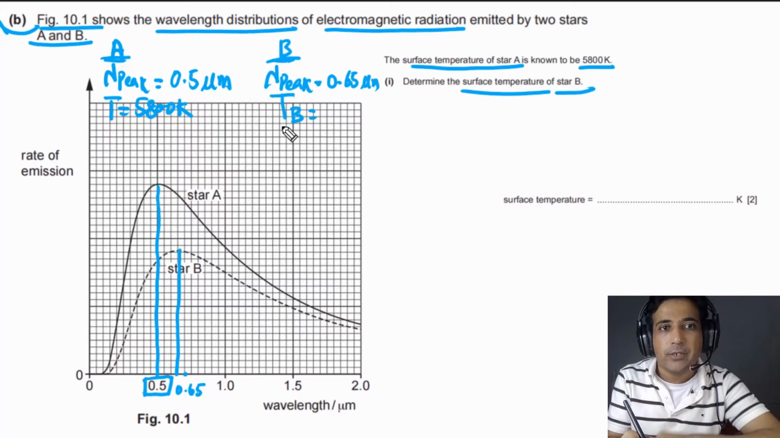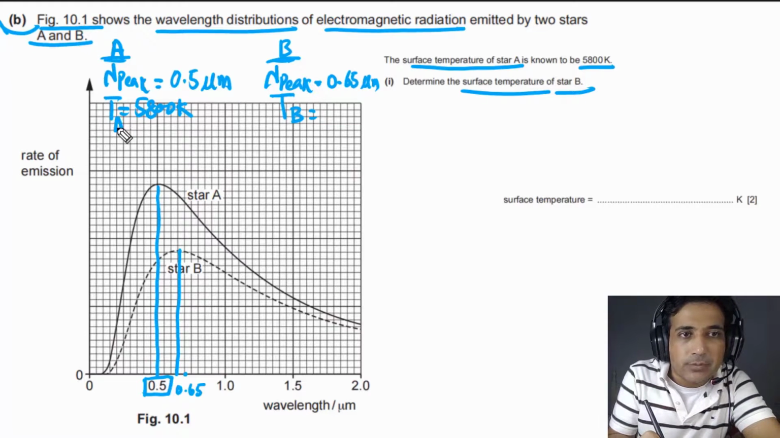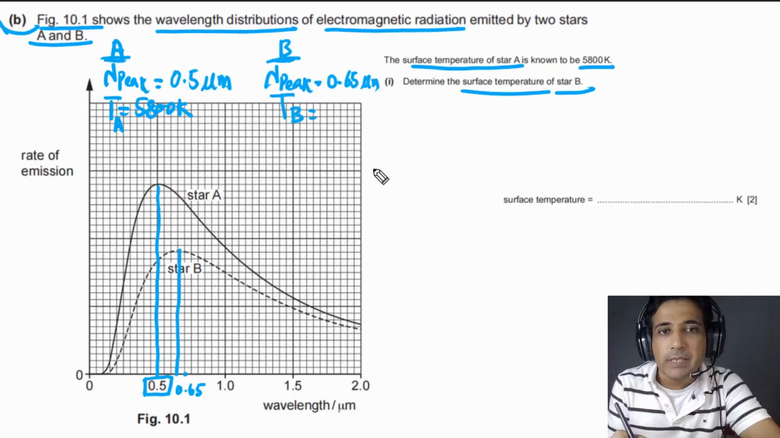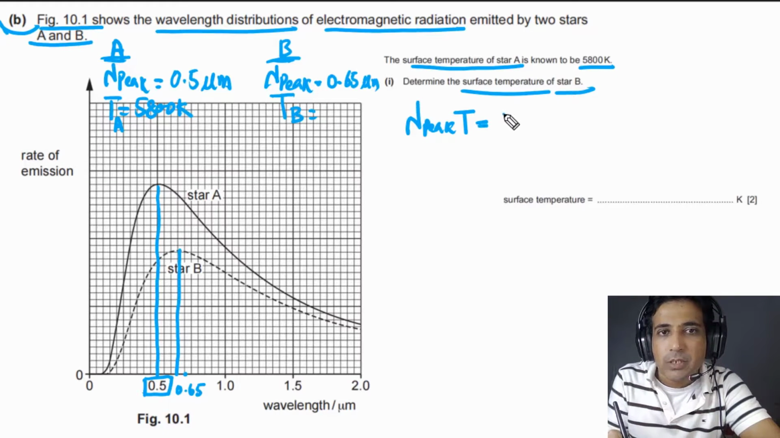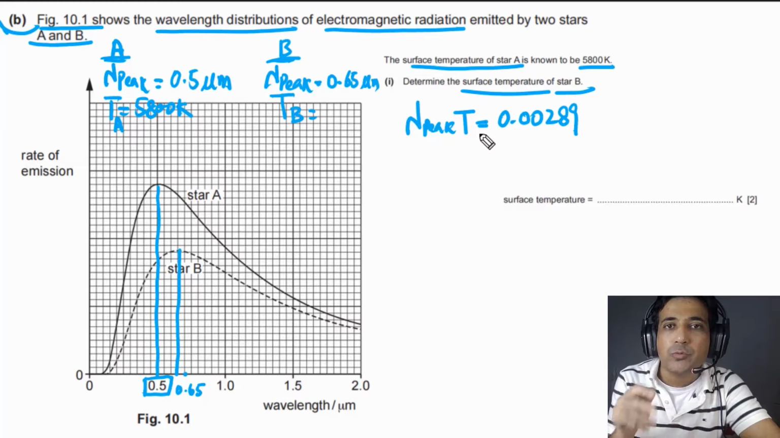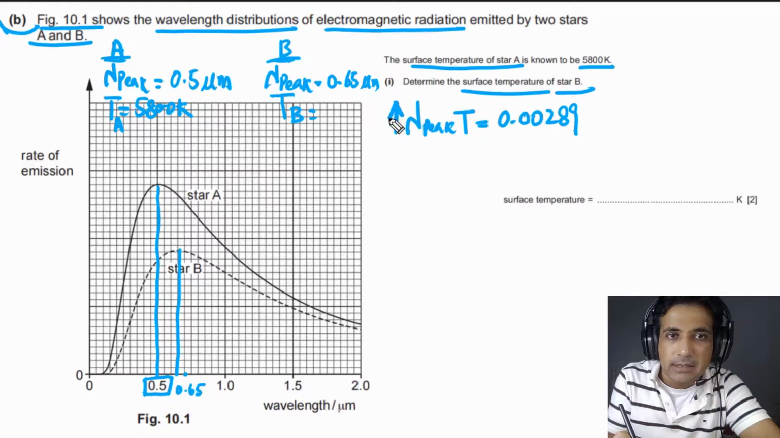We need to find this value. We can say this is temperature A, meaning the temperature of star A. So we simply need to use Wien's displacement law. According to Wien's displacement law, lambda peak times temperature in kelvins is equal to a constant, and simply you can say this is equal to 0.00289, and this is true for any star. So you can see from here, if lambda max increases, the temperature of the star will decrease.